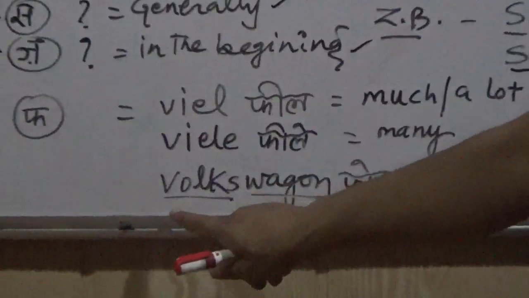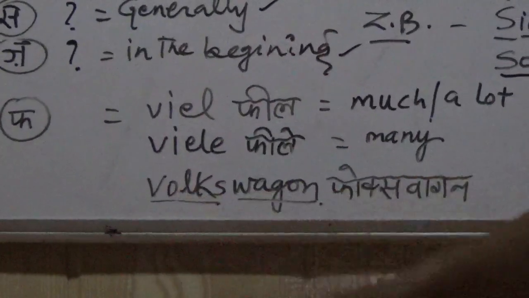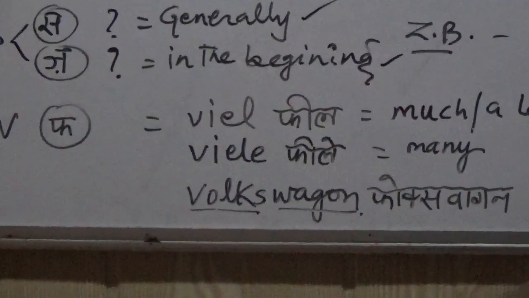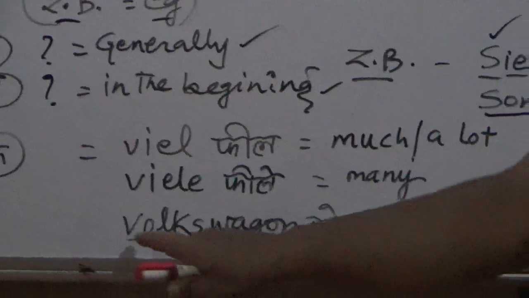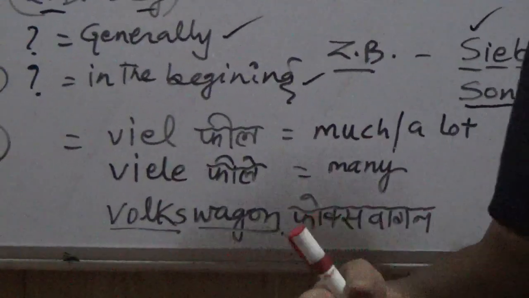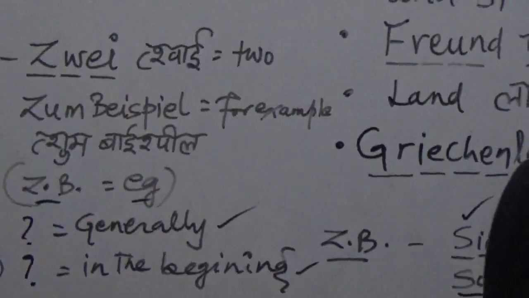And you must have heard this, Volkswagen. That's the famous German car company. Volkswagen. So Volks means people, Wagen means car. So Volkswagen, people's car. That's the sense.